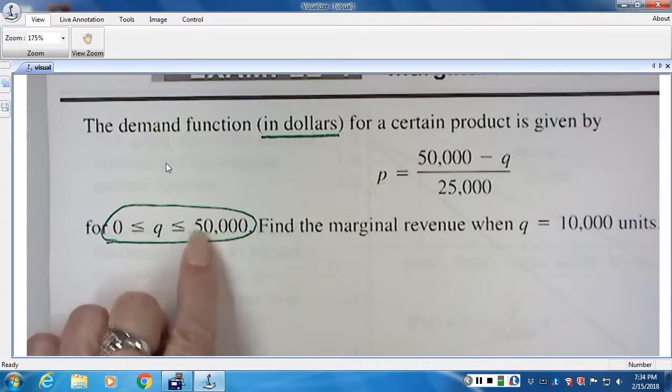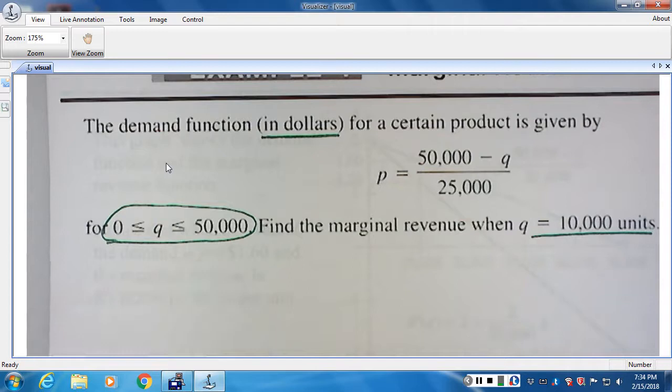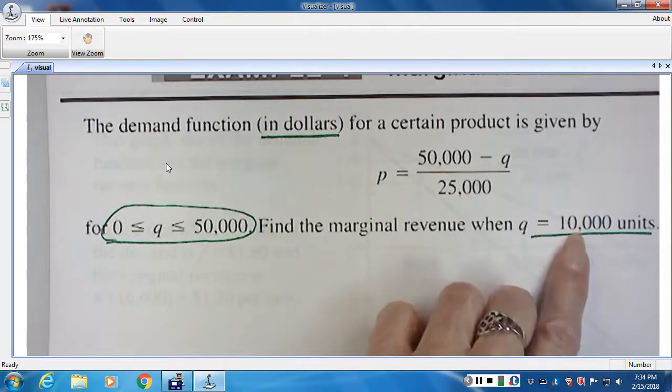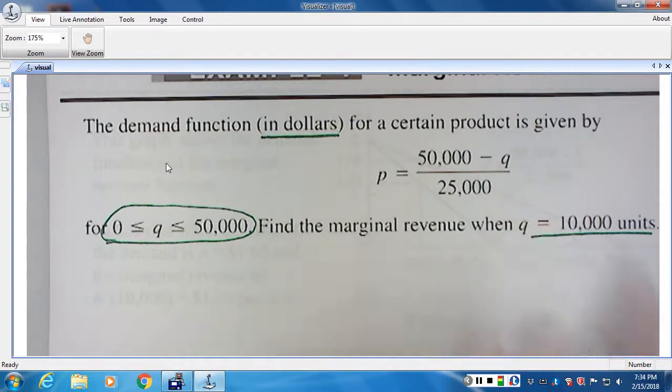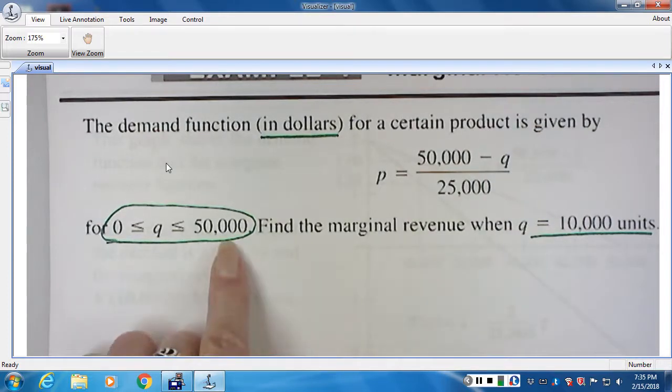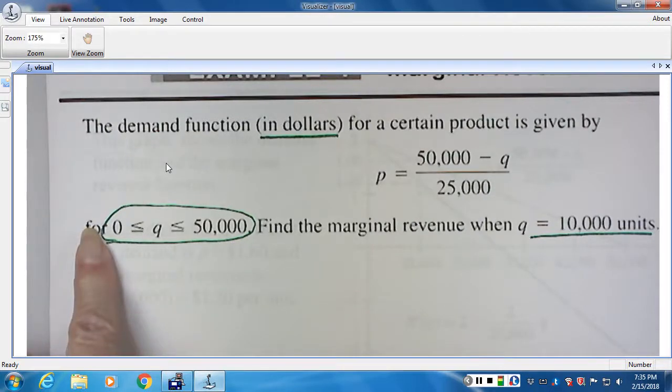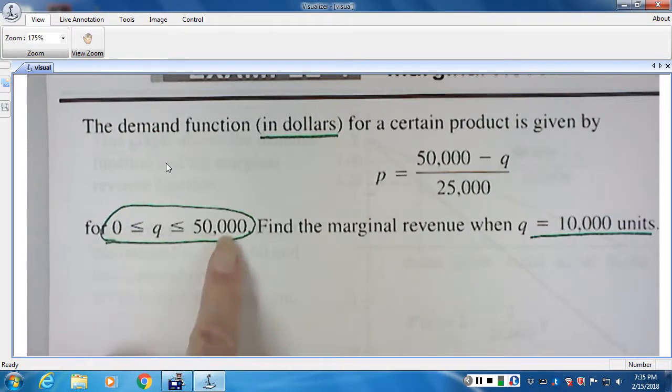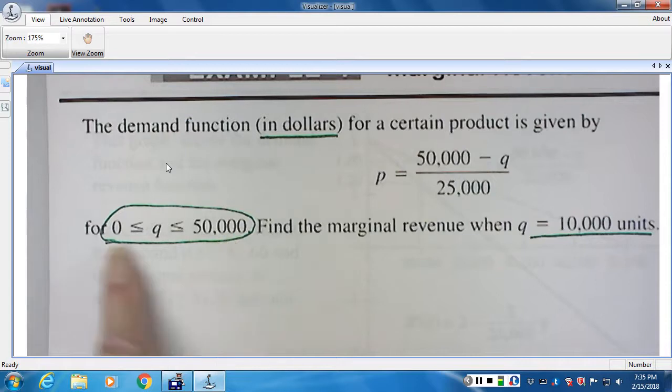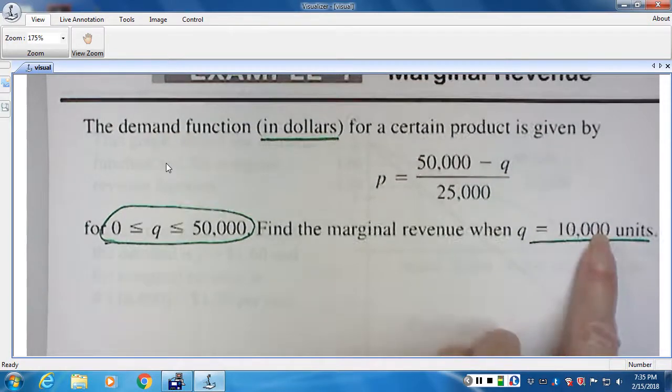And remember, Q is in tens of thousands of units, so we have to pay attention to that too. If it says Q is equal to 5, then that means 5 times 10,000 is 50,000 units, and we're somewhere in our interval at that point. So Q itself can go anywhere from 0 to 50,000, but whatever Q is gets multiplied by 10,000 because Q represents 10,000 units.